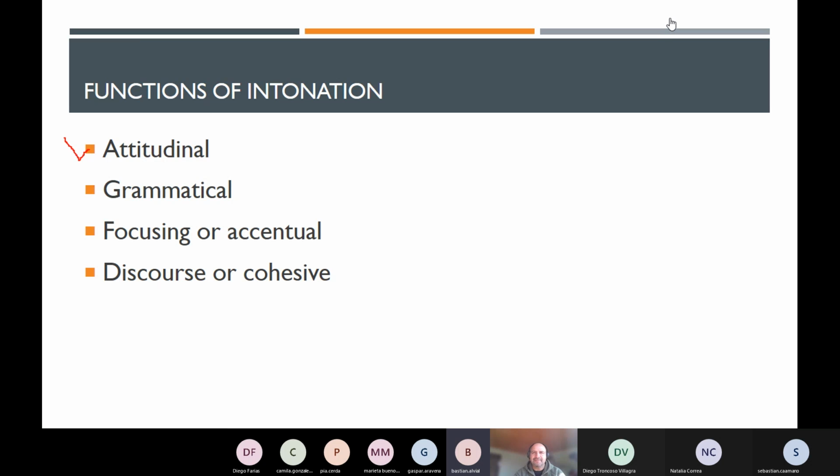About attitudinal? Yes, Bastian. Personality. Okay. Personality. What else do you remember from the attitudinal function besides Bastian's contribution?